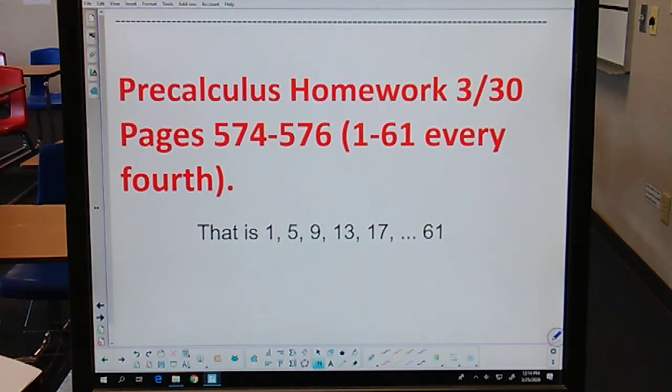So, all right, go ahead and copy these homework problems down and do this for good practice. I should have told you from the beginning, this is just a review today, but 1 to 61 every fourth. So start on number 1, then go to number 5, then go to 9, then go to 13. With the odds, you got the answers in the book to give you some help.